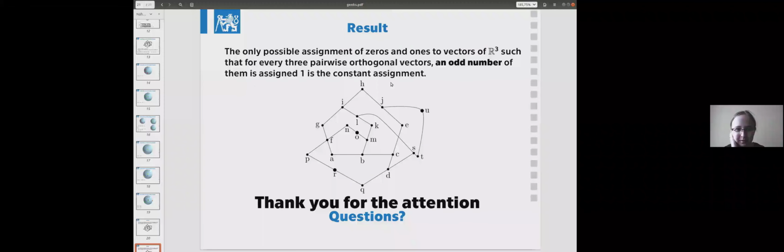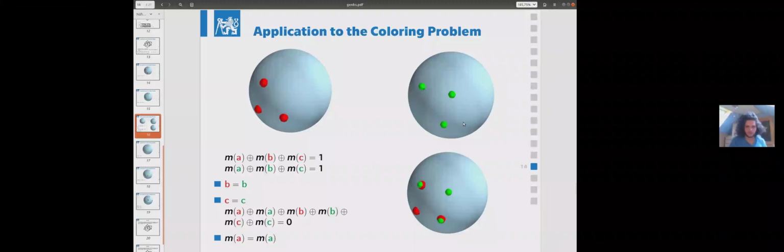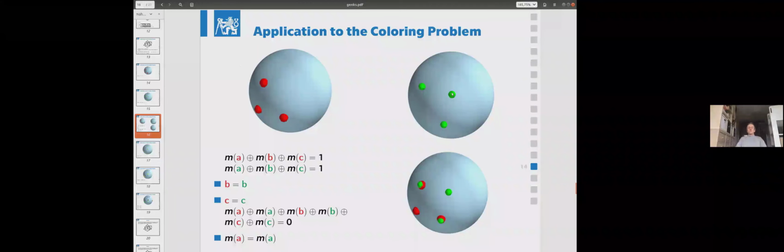Could you repeat, please? Could you show again that slide with the A and B's that are green and this one? Here is A, here is B, and here is C. So the B's are the same, and the C's are the same. So if we combine those two images, we arrive at the third one.